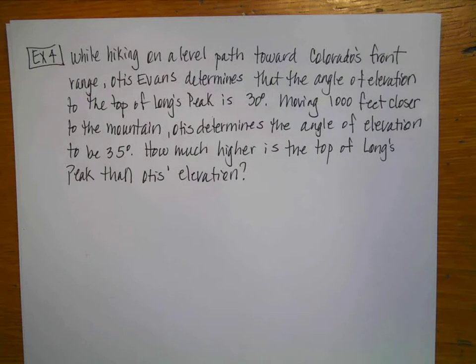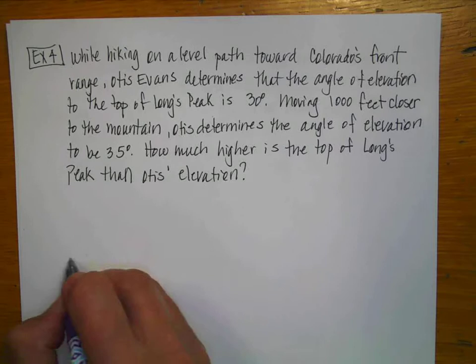While hiking on a level path toward Colorado's Front Range, Otis Evans determines that the angle of elevation to the top of Long's Peak is 30 degrees. Moving 1,000 feet closer to the mountain, Otis determines that the angle of elevation is now 35 degrees. The closer you get to something, the steeper the angle of elevation. How much higher is the top of Long's Peak than Otis's elevation? Basically, they're asking you how tall is Long's Peak.